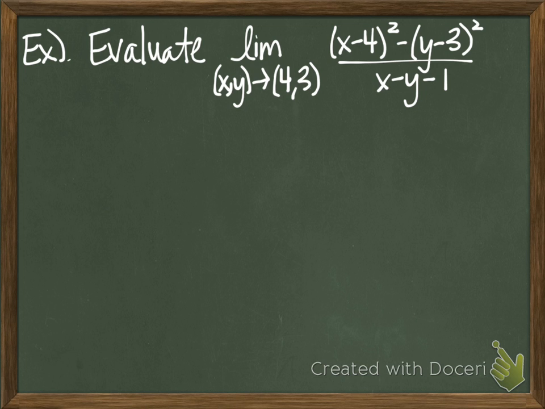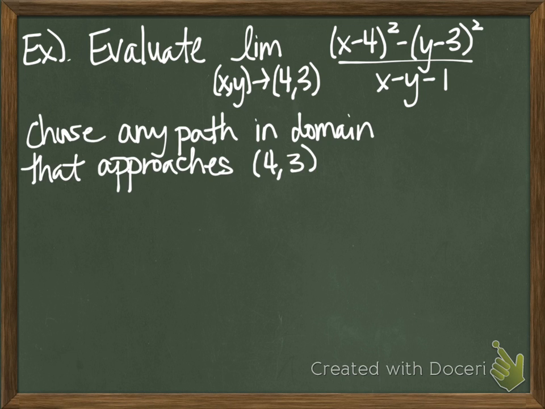One of the first things you can notice is if you try plugging in 4 for x and 3 for y, you see right away in the denominator we're going to have an issue, right? So this function is not defined at the point 4, 3. So we're going to need to pick a path in the domain that approaches the point 4, 3.